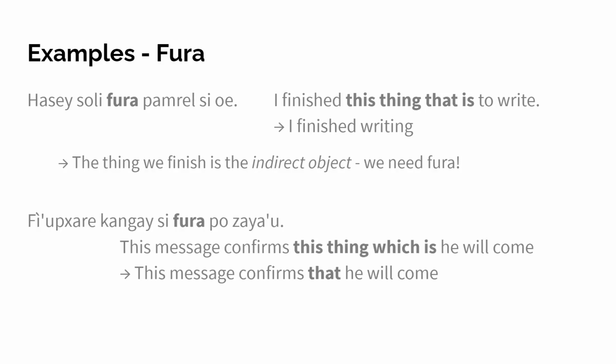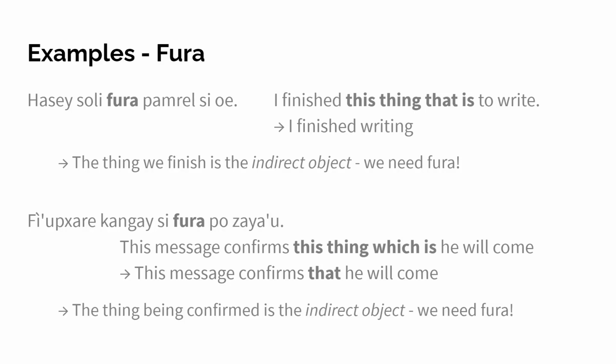Fe upare kangaisi fura posayao. This message confirms this thing which is he will come. This message confirms that he will come. The thing being confirmed again is in the indirect object, so we need fura again.